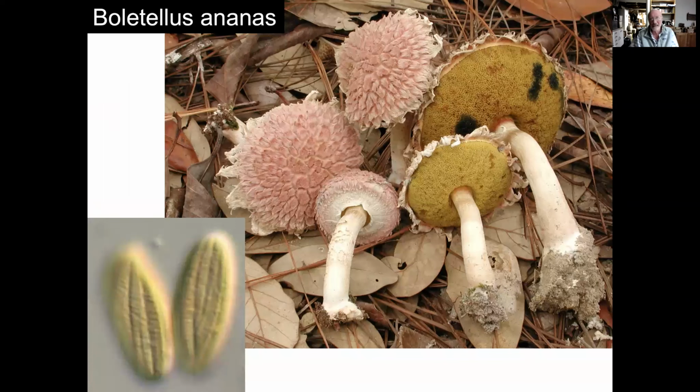And it's completely unlike the New World bolete called Boletus ananas, which is the type species of the genus. Here you can see the spores have the cross striae on the wings.